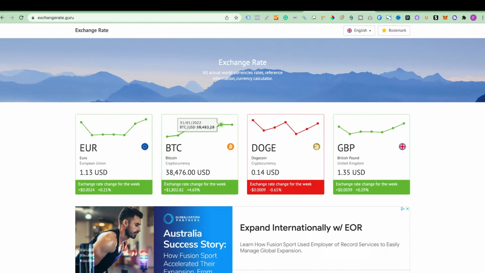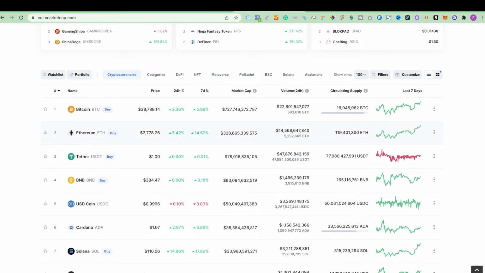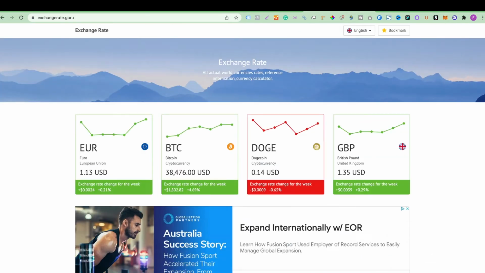As you know, the cryptocurrency market is very volatile. If you can see here from the graph, for example, not long ago it was nearly $2,000 and now it's going up to $3,000. The market is very positive, but this could change. So this website is going to give you a very accurate exchange rate.